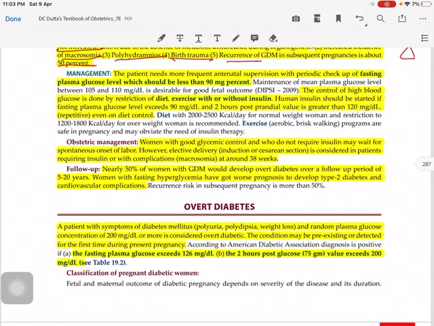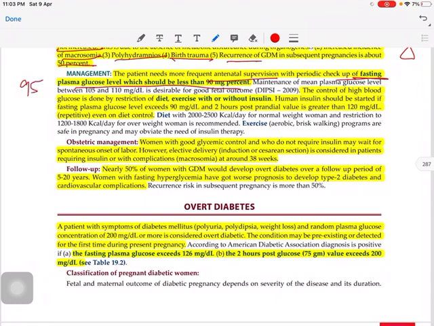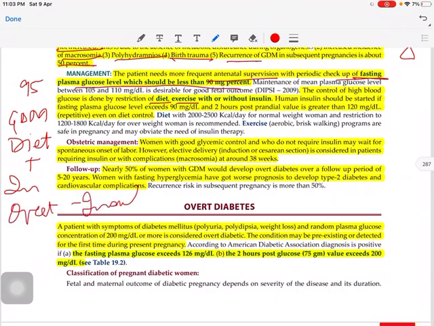The patient needs more frequent antenatal supervision. So we have to make sure that her fasting plasma level should be less than 95 mg/dl. So how will we do it? We use diet and exercise with or without insulin. If it is gestational diabetes mellitus, first you go on diet modification. If it doesn't work, then we go to insulin. But if it is overt diabetes mellitus, we always have to give insulin, no matter what.